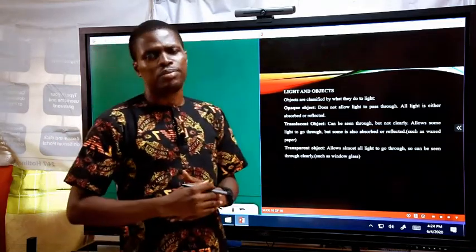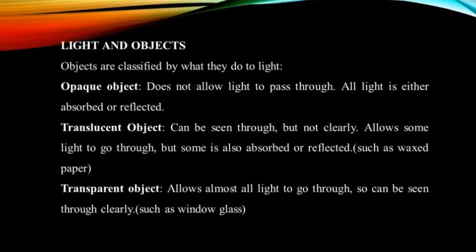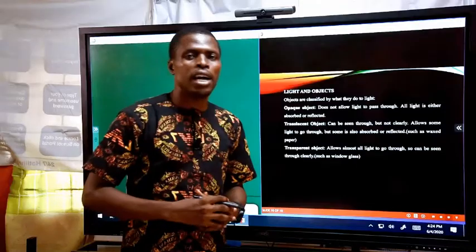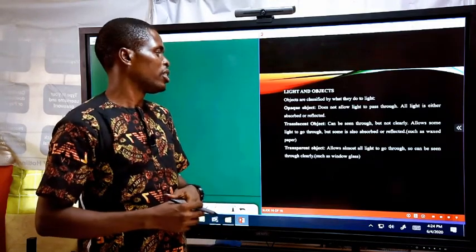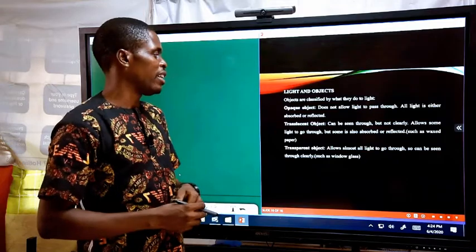Light and objects. Different objects respond to light in different forms. Based on that, we can classify objects as opaque objects, transparent objects, and translucent objects. What is an opaque object? An opaque object is an object that does not allow the passage of light through it. Examples of opaque objects include stones, rocks, and non-transparent clothing. They are opaque in nature. They do not allow the passage of light through them.